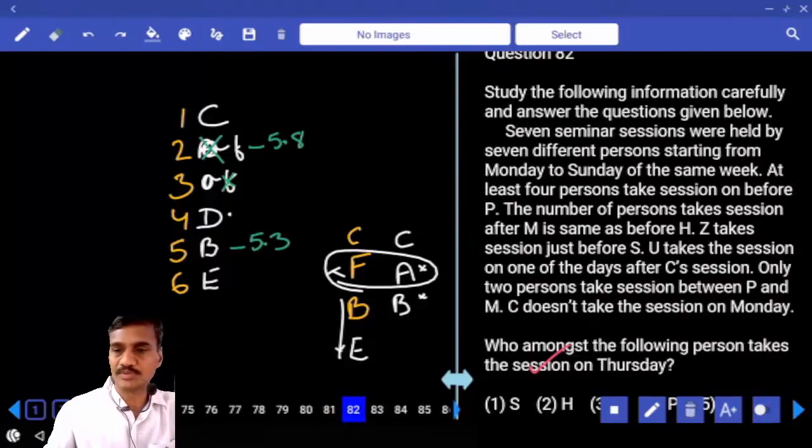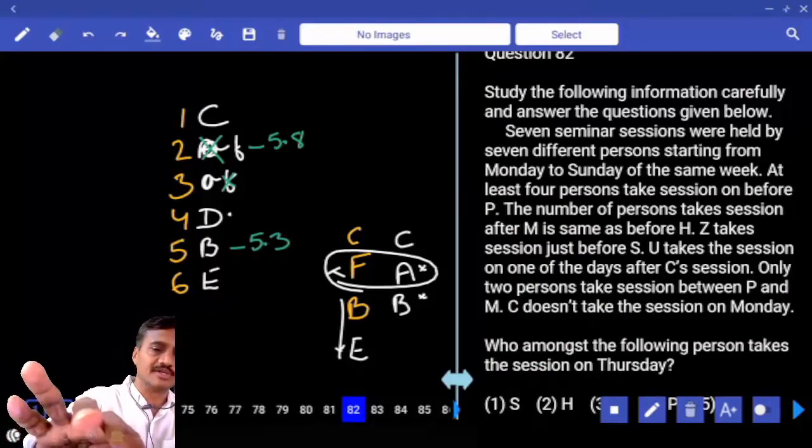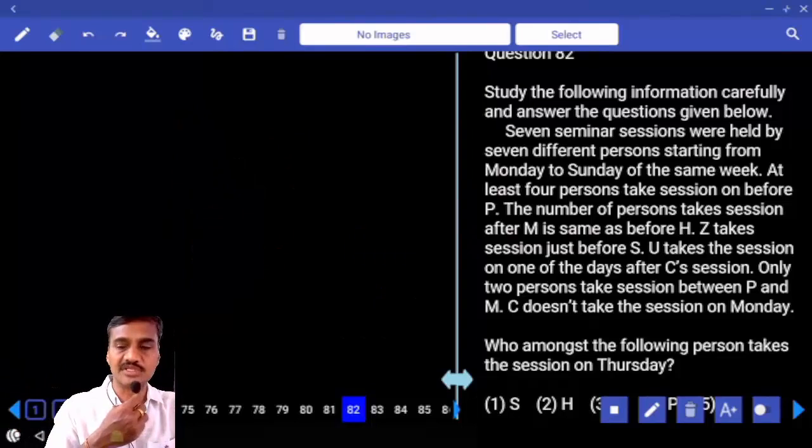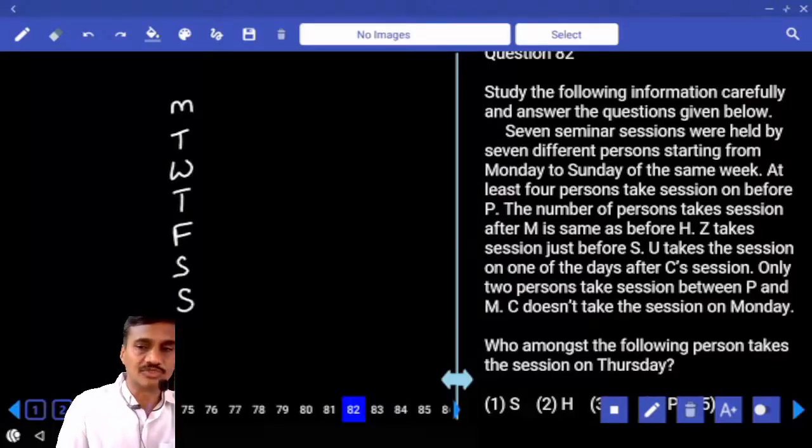Then 82 onwards. 82 చెప్పండి, ఇది ఫస్ట్ ఆర్ ద సెకండ్ ప్రయారిటీ? Obviously the first priority. In any examination, whether it is a PO or clerical prelim, it must be under the first priority only. Then in this one, 7 seminar sessions were held by 7 different persons starting from Monday to Sunday. Monday, Tuesday, Wednesday, Thursday, Friday, Saturday and Sunday.